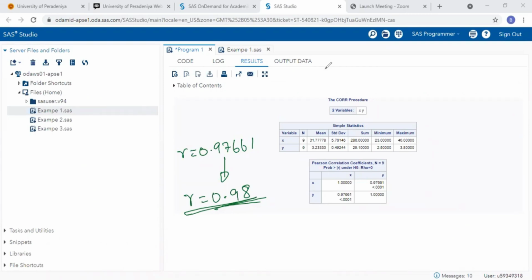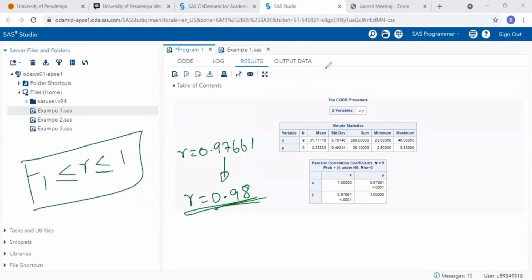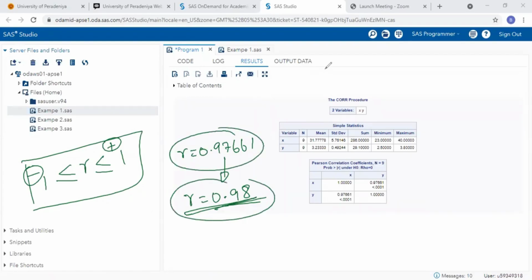So the R value can range between +1 to -1, which I have given in my notes. I have given the PDF notes. So this minus and plus indicates the direction of the relationship, whether it is a positive relationship or a negative relationship, based on this plus or minus concept. Now anyhow in this case it is a positive relationship.